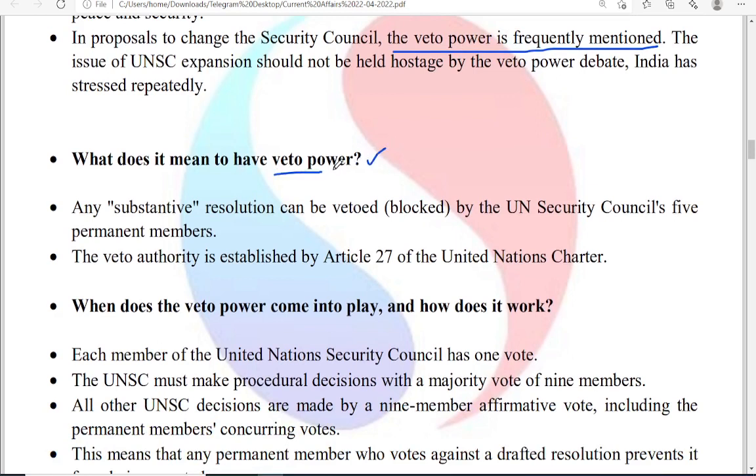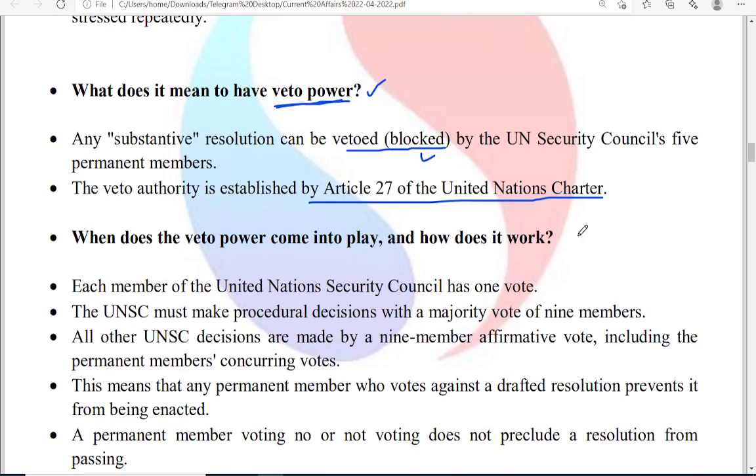So if a country has the veto power, then it can block a United Nations Security Council resolution. Any United Nations Security Council draft or resolution can be blocked by any one of these five countries. This veto authority is mentioned in Article 27 of the United Nations Charter. The blocking power is given to only five states. Any one of these states, if they want to block, can block any substantive resolution of the United Nations Security Council.